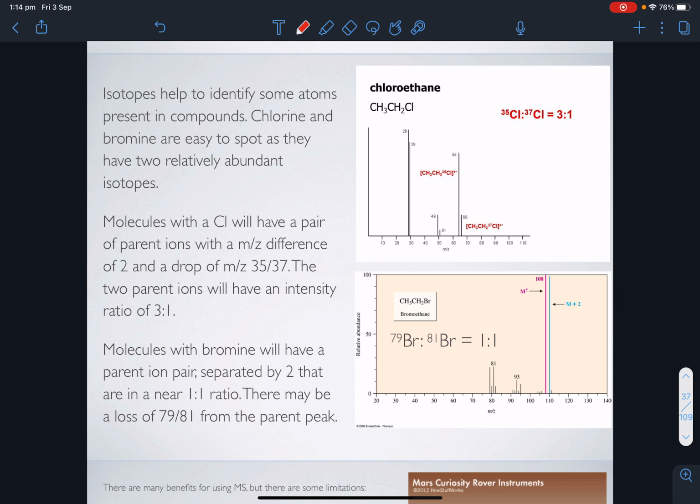It's like a 3-to-1 ratio of abundances, and so you get these two peaks when you have chlorine in a molecule going through a mass spectrometer. They differ by 2, because 35 and 37 differ by 2, so you get a double parent peak, with a nice 3-to-1 ratio. So this type of thing that you're seeing, not at 64 and 66, but 2 away and in a 3-to-1 ratio, says, hey, I've very likely got chlorine here.